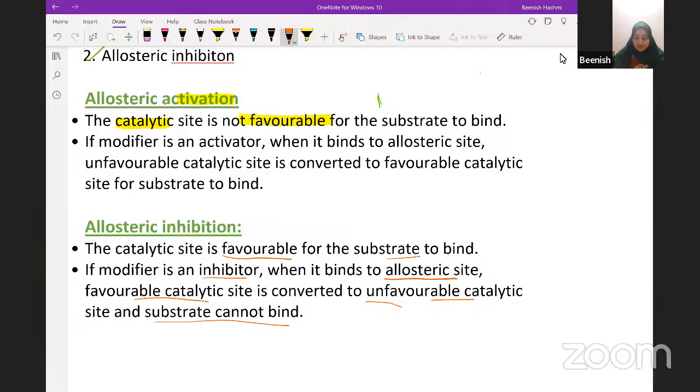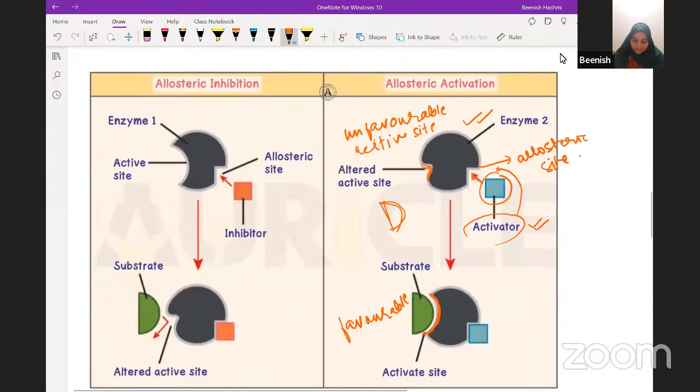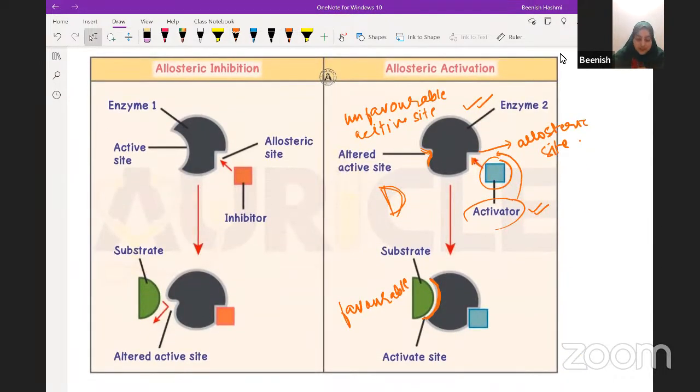not bind. Okay, let's have a look here. What is happening? This is your inhibitor. The inhibitor is going to bind to the allosteric site. And you can see the active site was already favorable. Okay, it is in the form of a huge T, already favorable for the substrate to bind. But because of this inhibitor binding to the enzyme, what happens? This active site has become unfavorable.